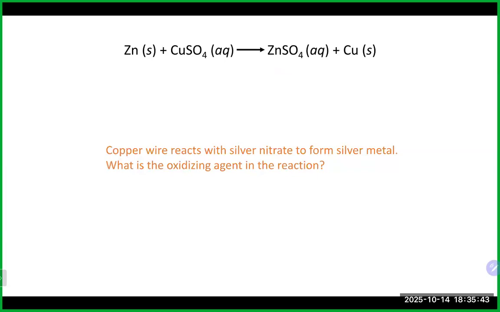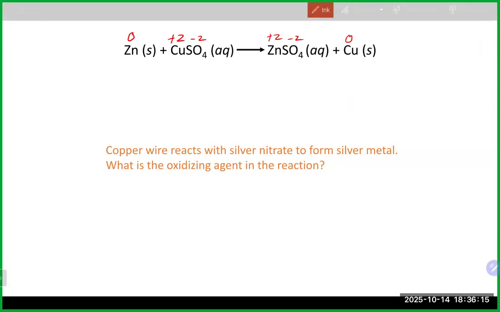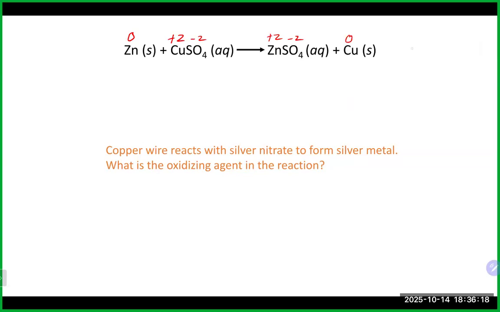So if we take a look at this, zinc plus our copper(II) sulfate goes to zinc sulfate and copper. We can see what's happening here. This is a redox reaction. If we take a look at our oxidation states, again, zinc is 0. This is copper(II) sulfate, which means the copper has a +2 and the sulfate is -2. The zinc here is +2 and the sulfate is -2. And the copper here is 0 on the right-hand side. So we can actually see what's happening in this case. We can take a look at our number line.